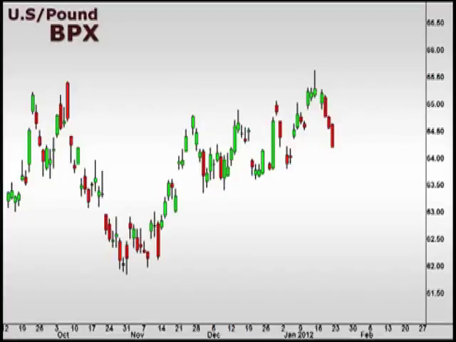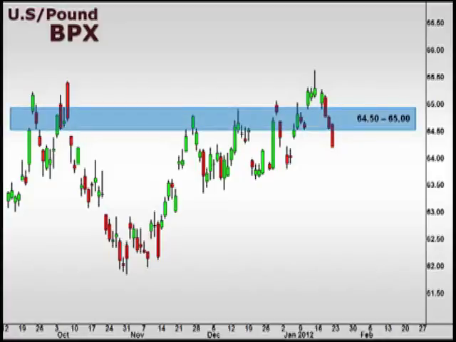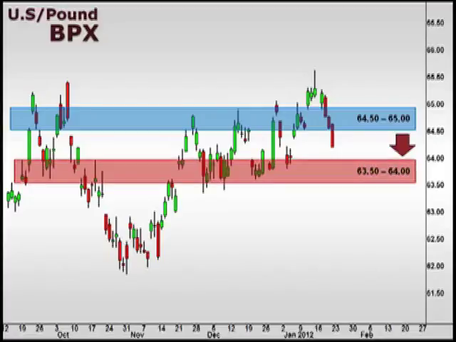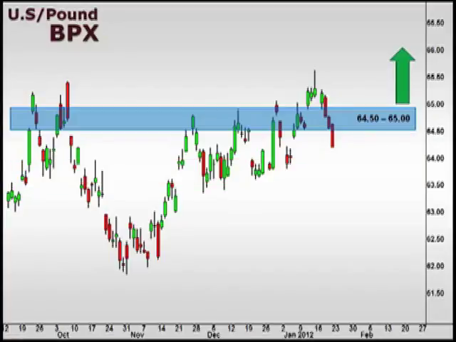Let's take a look at the US dollar versus the pound as seen here in the BPX. Well, the BPX lost considerable ground last week, failing to hold above 65. 63.5, 64 is the next key support level. We will need to see a break back above 65 to signal a move higher.